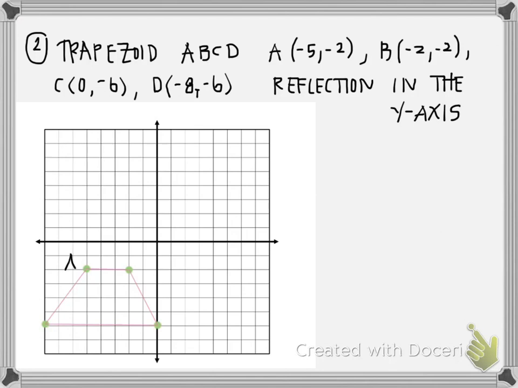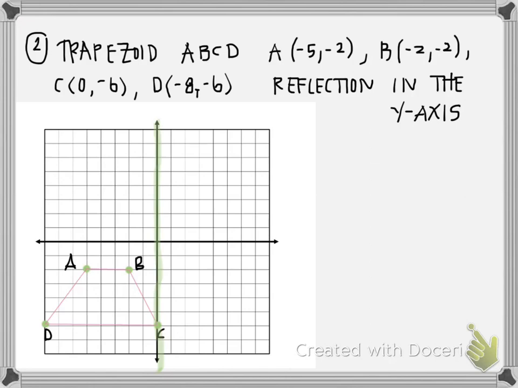Okay, so this would be A, oops, B, C, and D. Now this is a reflection in the y-axis. So I'm going to highlight my y-axis here. The reason I'm highlighting this is because it's kind of like an axis of symmetry, a little bit, but not really. But that's what I'm going to be reflecting on.